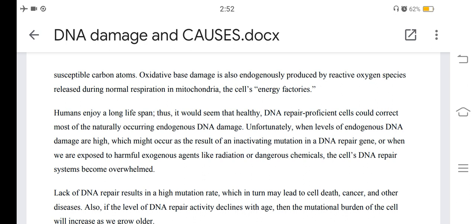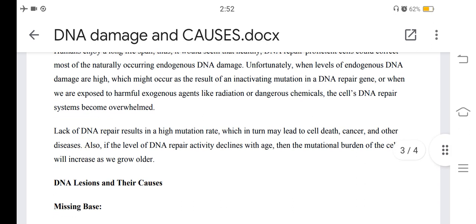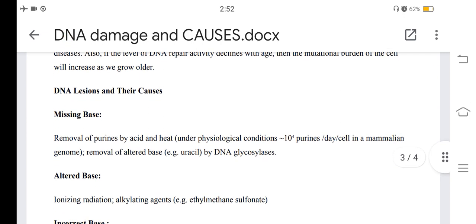Unfortunately, when levels of endogenous DNA damage are high, which might occur as a result of inactivating mutation in a DNA repair gene, or when we are exposed to harmful exogenous agents like radiation or dangerous chemicals, the cell's DNA repair system becomes overwhelmed. The lack of DNA repair results in a high mutation rate, which in turn may lead to cell death, cancer, and other diseases. Also, if the level of DNA repair activity declines with age, then the mutational burden of a cell will increase as you grow older.